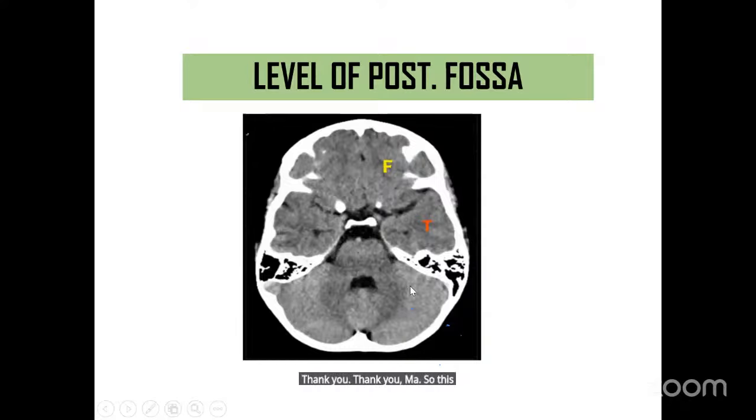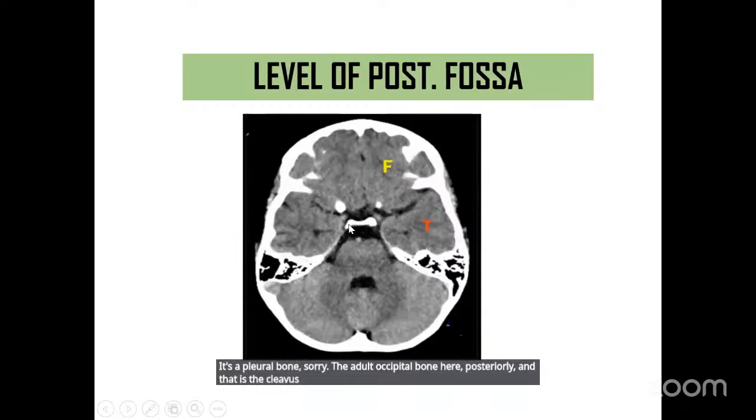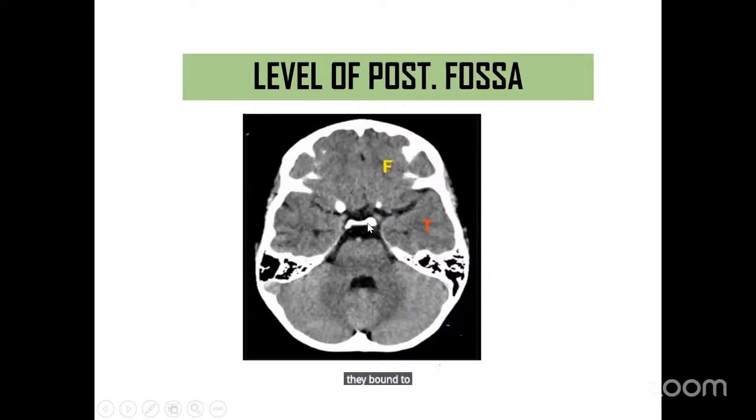So this is an image at the level of the posterior cranial fossa. How do I know it is the level of the posterior cranial fossa? Simple. I can see these bony structures posteriorly. These bony structures posteriorly are actually the mastoid air cells, the petrous part of the temporal bone. Are we together? Sorry, that's the occipital bone here posteriorly, and that is the clivus of the sphenoid bone. They bound to form the posterior cranial fossa. Very important structures for us to make out. So this is a CT image, an axial image.